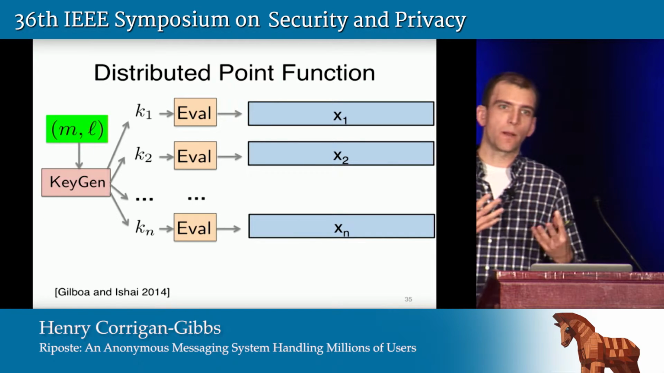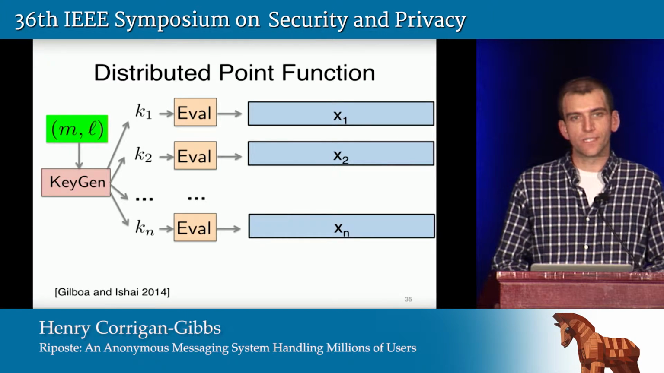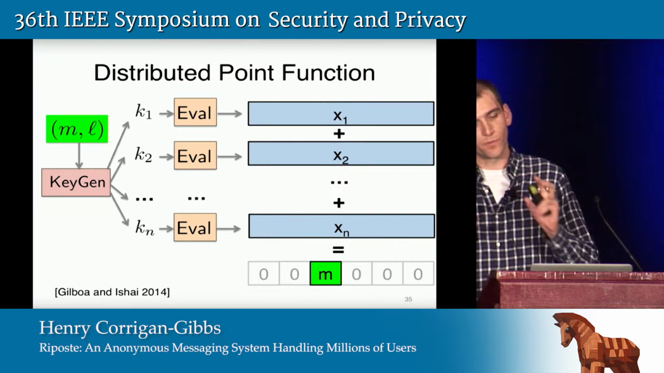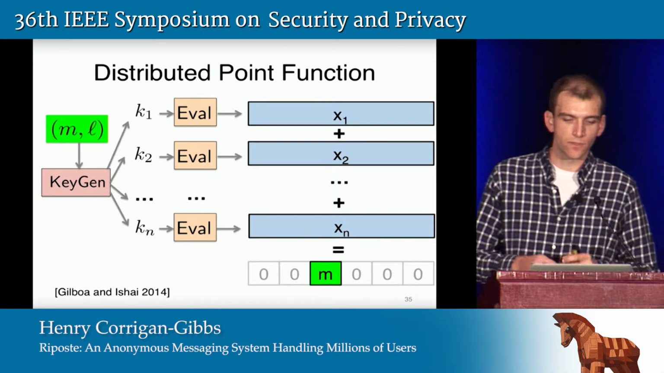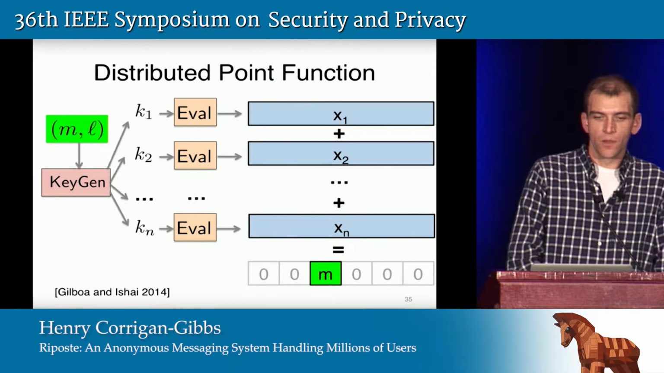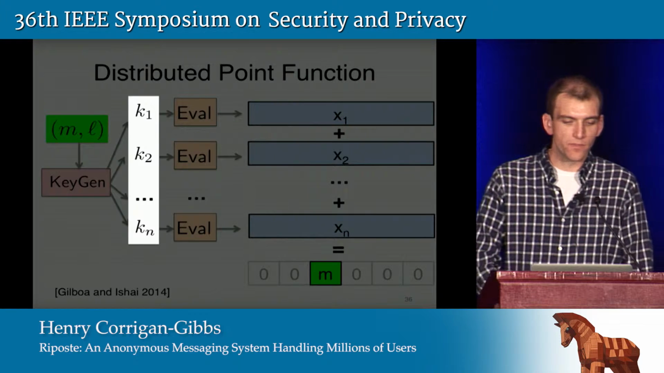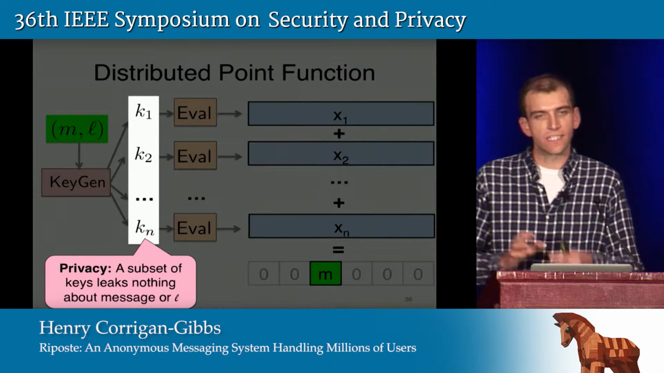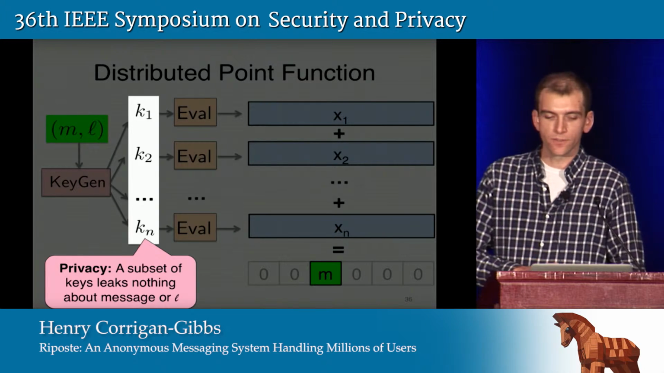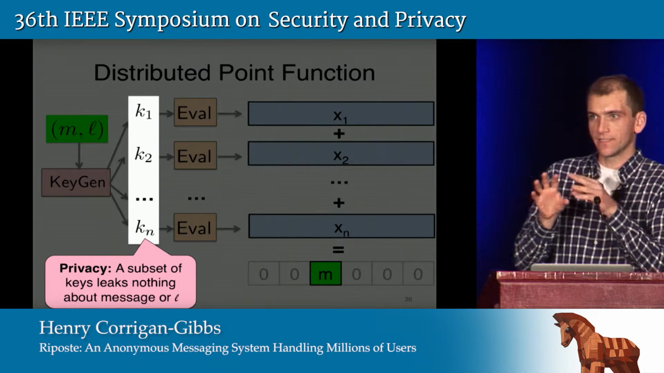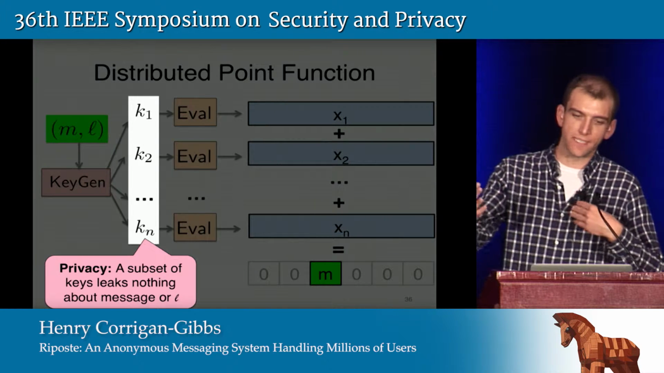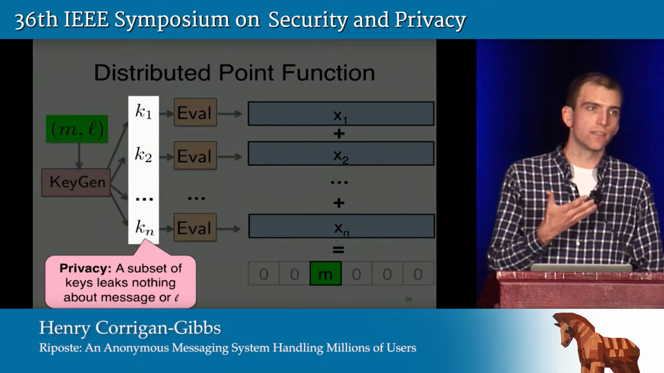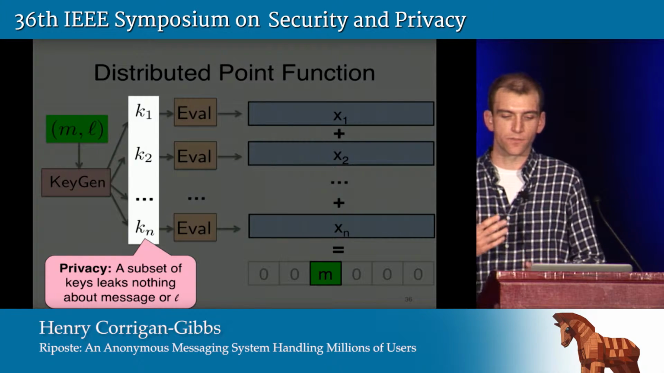But there are a couple of special properties of these algorithms, the first of which is that if you add up all of the resulting vectors, you get a vector of all zeros except with an M in location L. So these vectors have some very special structure. But even more than that, if you look at the keys, if an adversary, say, gets a hold of some subset of the keys, she can't learn anything about M or L. So the keys, in some way, hide the message M in the location L unless you see all of the keys. So how can we take advantage of this tool to reduce the bandwidth between the clients and the servers?